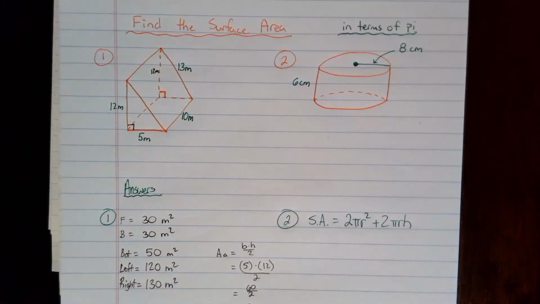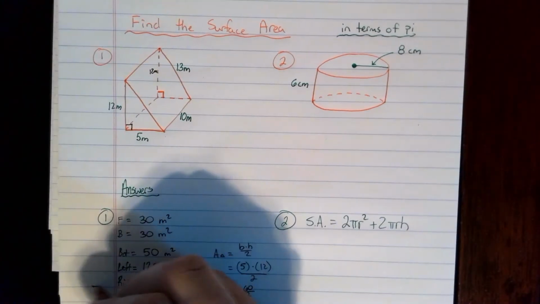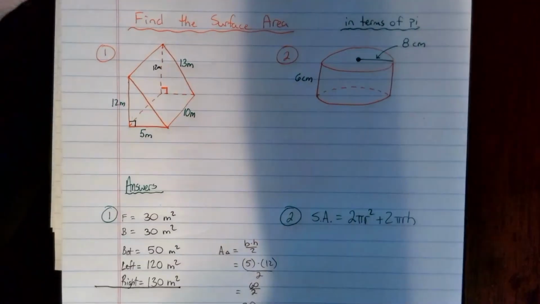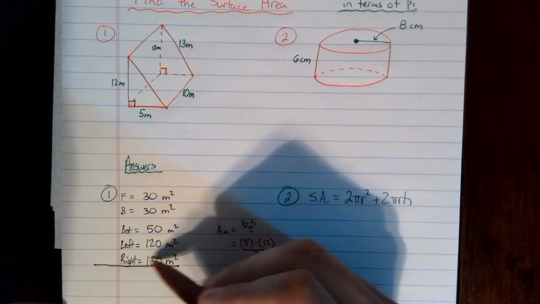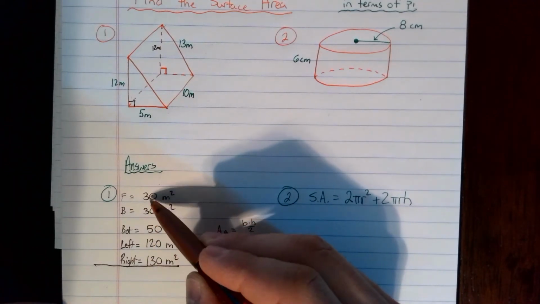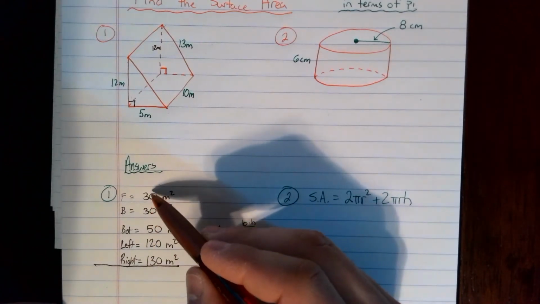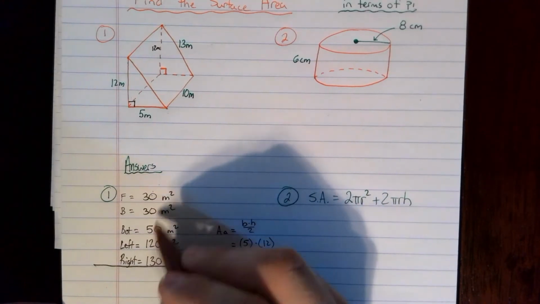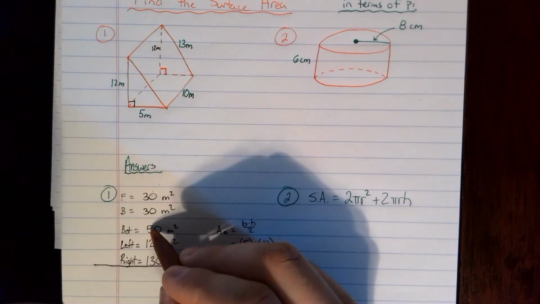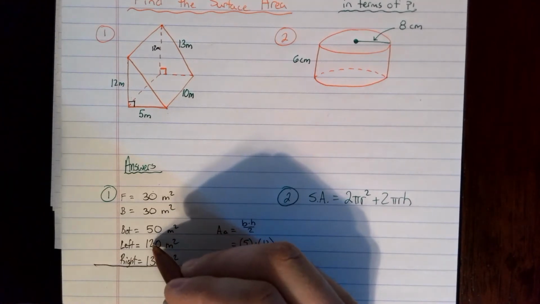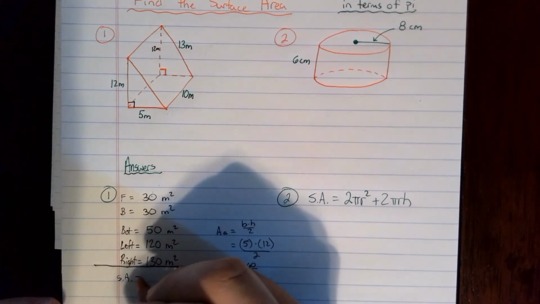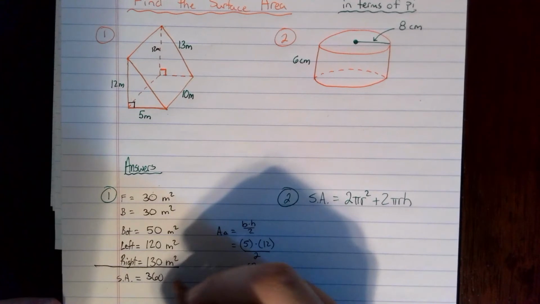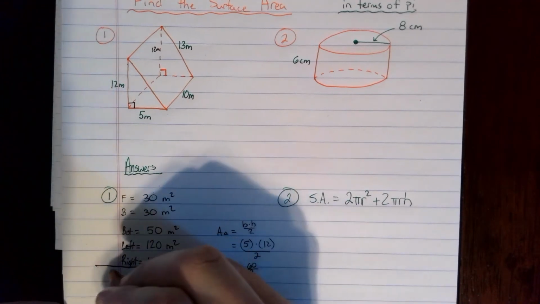Now, to find the surface area, I simply add up all of those sides. So I got 130, 30, and 30. That's going to be 190. 190 plus another 50 would be 240. And 240 plus 120 would be 360. So the surface area is 360 meters squared. Hopefully I did that addition right in my head.